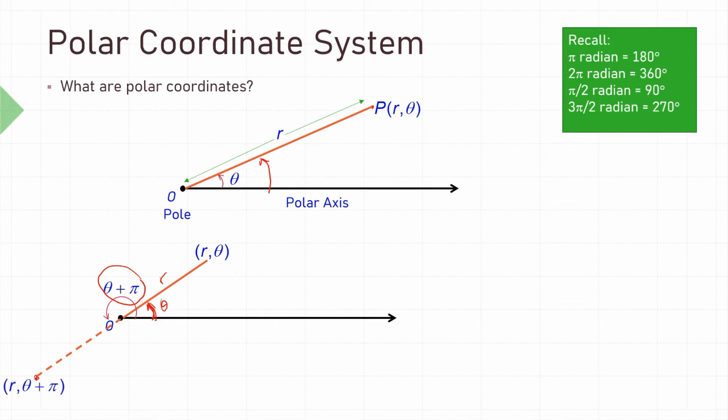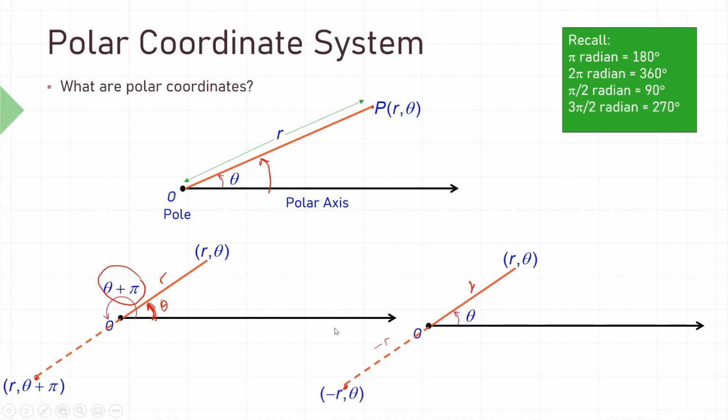Next, suppose we have this polar coordinate (r, theta), where this is r and that is angle theta. If I extend that line with the same length r but in the opposite direction, we call this negative r. So we can say that this point is (negative r, theta).